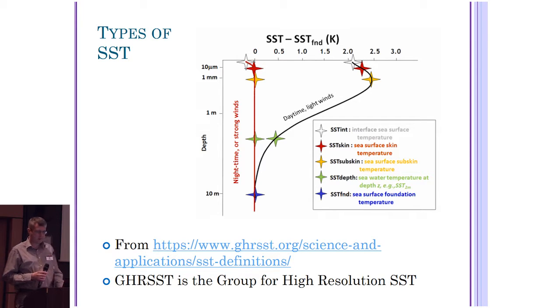So the GHRSST project, the Group for High Resolution SST, some time ago defined different types of sea surface temperature that you might see depending on how deep in the surface you go. And obviously, close to the surface, you have a diurnal signal in the data, which is shown here. But if you go deep enough, you get to a point where, roughly speaking, it's free of variability, which is one way of thinking about the foundation temperature.